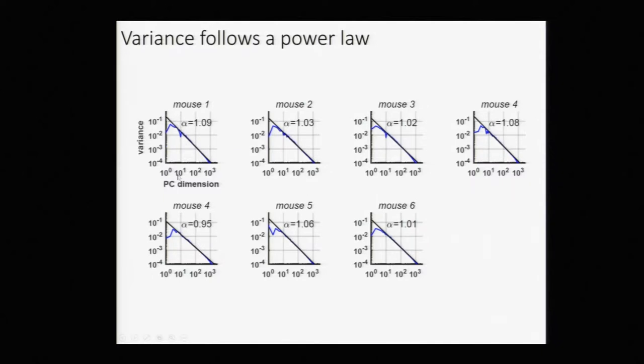This is the variance as a function of the dimension number for 7 individual experiments, and you see that in each case, on this log-log plot, the variance is a power law function of the dimension with an exponent frighteningly close to 1, just above 1. There's some experimental error, there's some variability, but it's just above 1 in all cases.